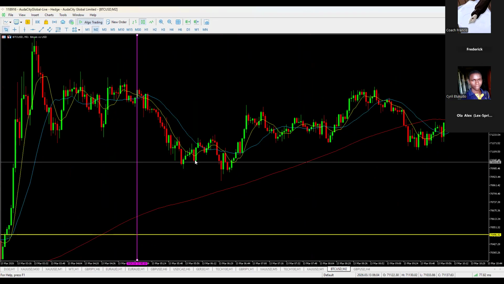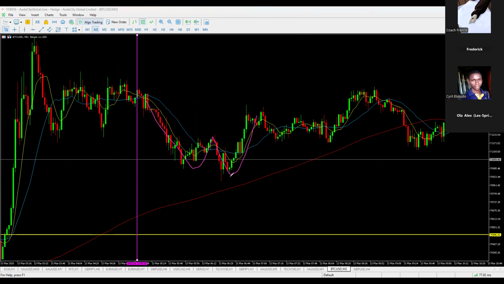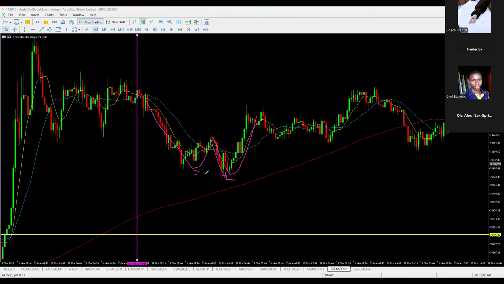Look at this formation here. It came down, up, down, up. Yes, this bit was lower than this bit, this bit is lower than this bit, but it's a super W formation.